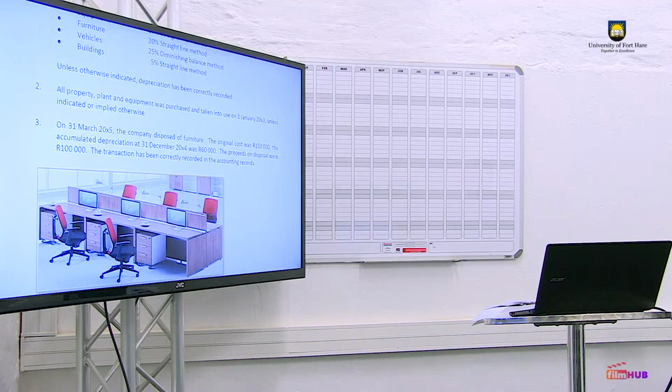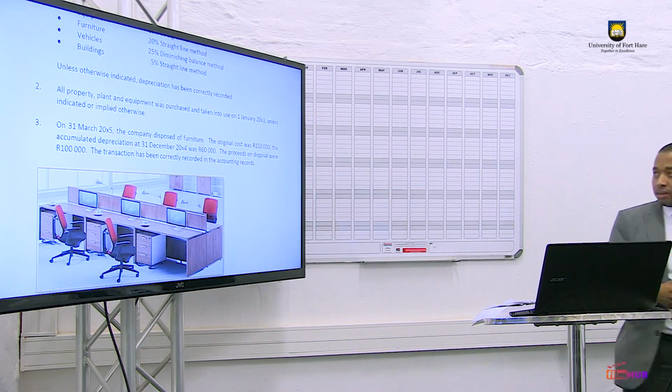So being disposed means that during the year, within 3 months of our financial year, we had furniture that had an original cost of 150,000 that had been sold. What that implies also is that part of the depreciation expense that had to be taken into account during the year includes the 3 months that relate to the furniture that was disposed.